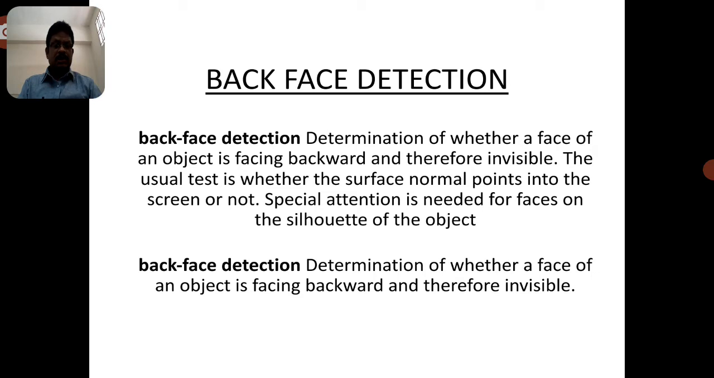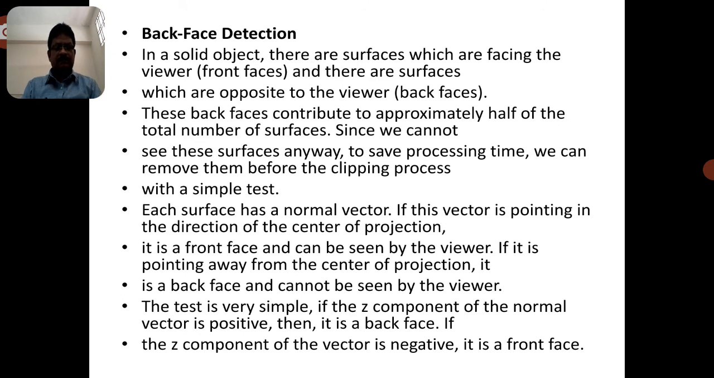The usual test is whether the surface normal points toward the screen or not. Whatever image is placed on that particular 3D plane, the points facing the screen are normally visible. Back face detection determines whether a face of an object is facing backward and is therefore invisible. How can it be calculated, using the back face detection algorithm?